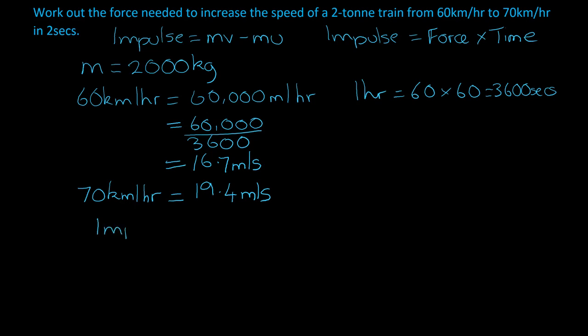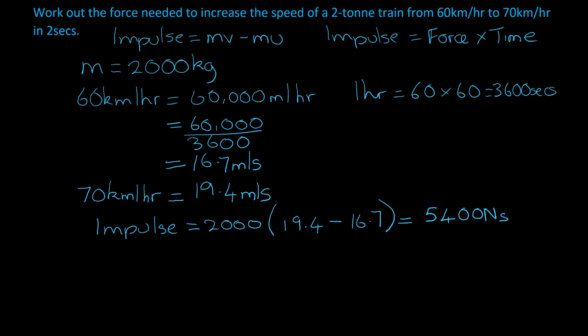Now we can work out the impulse using the momentum formula. So the mass is 2,000. Final velocity is 19.4. Initial velocity was 16.7. We calculate all of that, we get 5,400 newton seconds. Now we're going to use the other formula. So that's going to be the force, which we don't know yet, multiplied by 2 seconds. So these two things will be the same. 2F equals 5,400. Therefore, the force F will be half of that, 2,700 newtons.